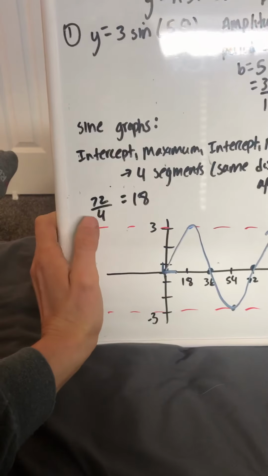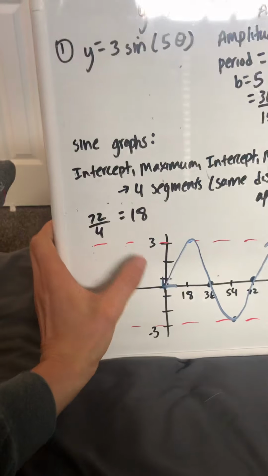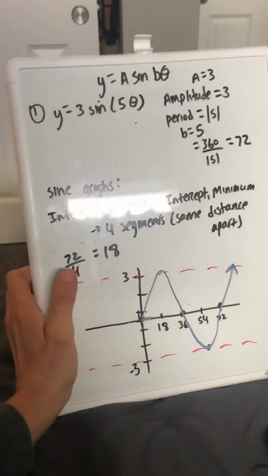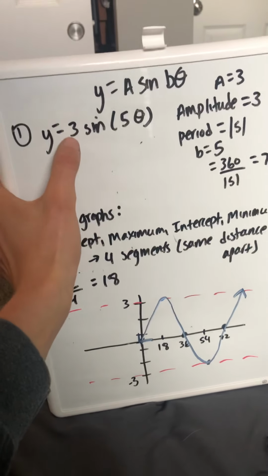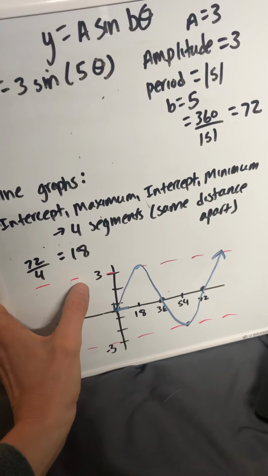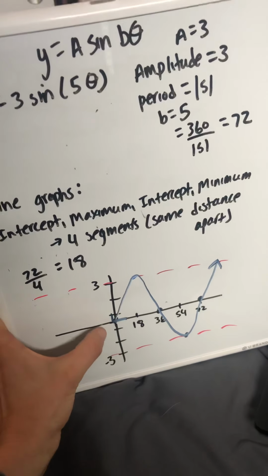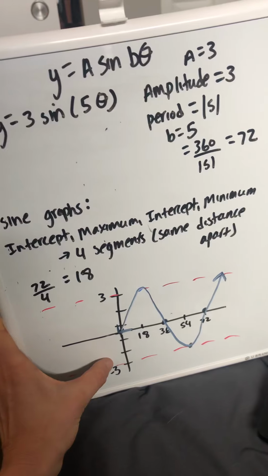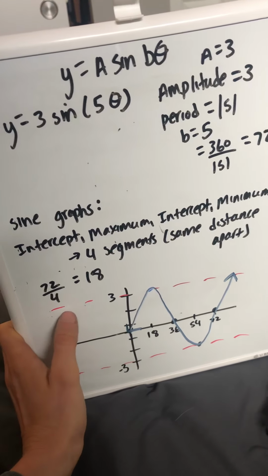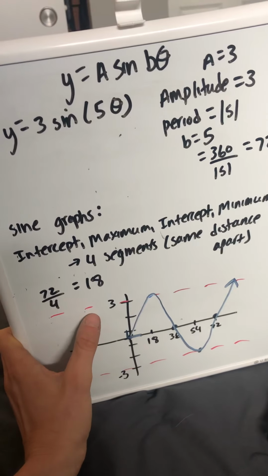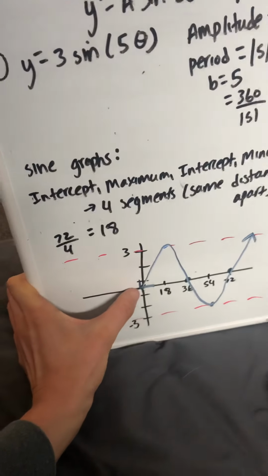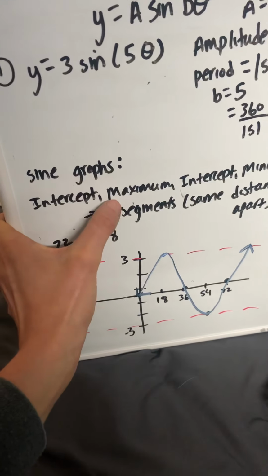So knowing my sine graph starts with your intercept, I'm going to start my first point here. And I know that my amplitude is 3. So going from 0 to 3, that's my amplitude, and same going down. So I can use these red lines to create where my amplitude is going to be for your maximum and your minimum. So my first point is my intercept, and then I know my sine graph has a maximum.